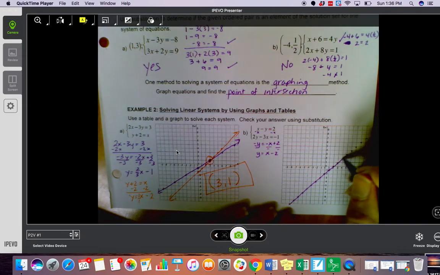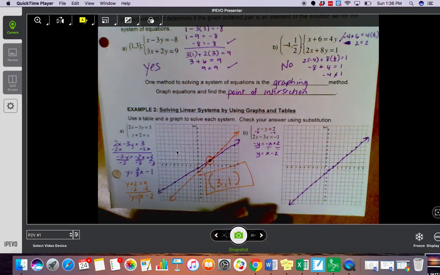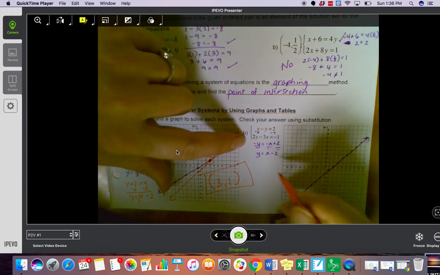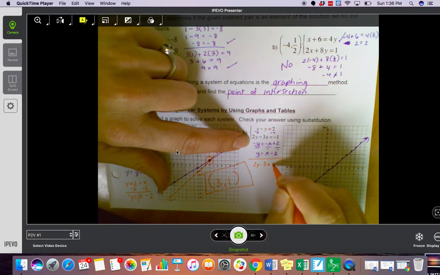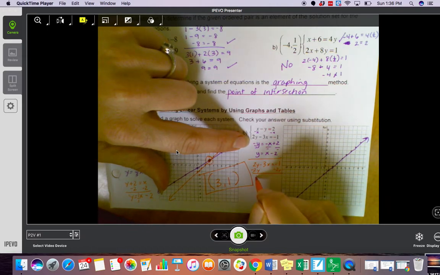And again, I draw that line. And I'm going to do my second one in orange. I use orange for my second one. So 2y minus 3x equals -1. I'm going to subtract 2y. So negative 3x equals negative 2y.